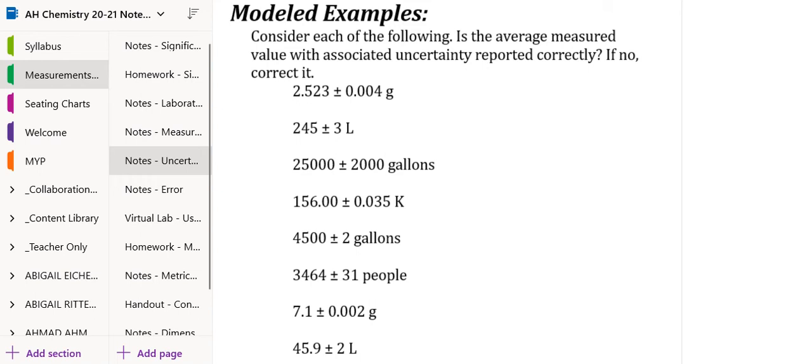So if we look at the first one, is my uncertainty one non-zero digit? Yes. It's 0.004. So that 4 is the only significant digit, one non-zero digit, one significant digit. And then is that one digit of my uncertainty in the same place as my last significant digit? Yes. So if those two things check out, then I have at least reported it correctly. So for this one, I would say, yes, it is reported correctly.